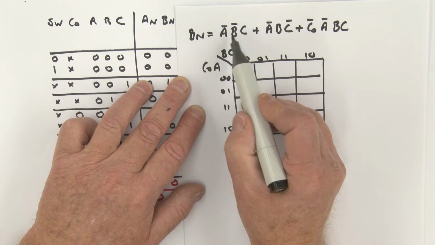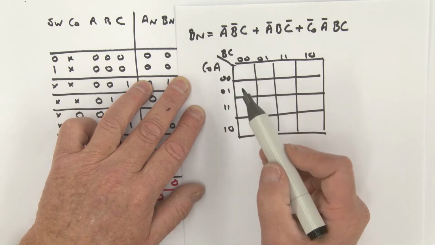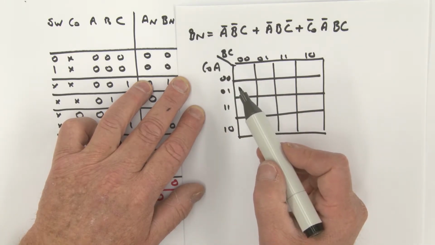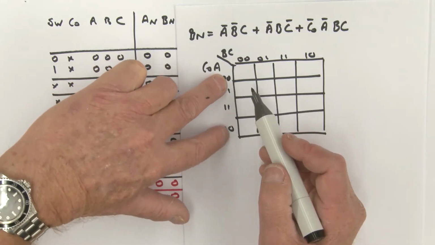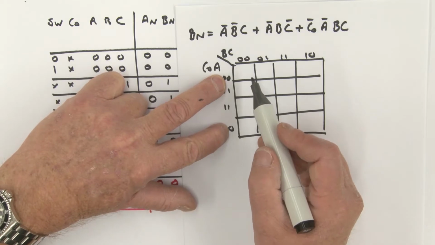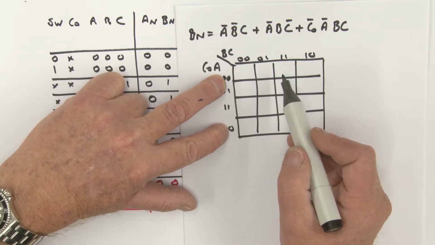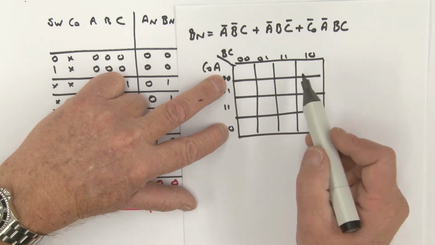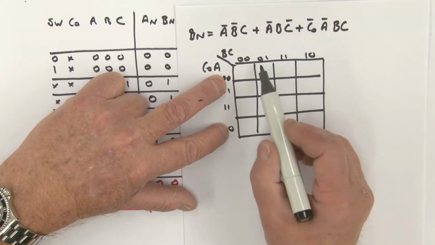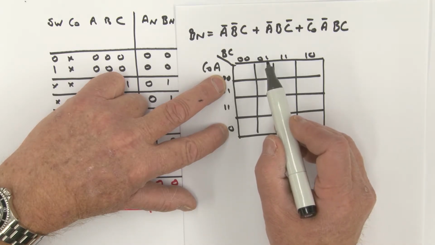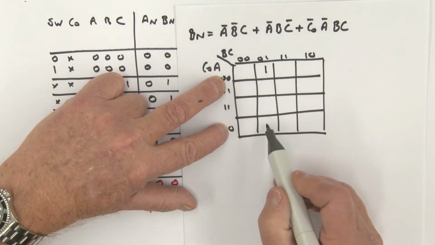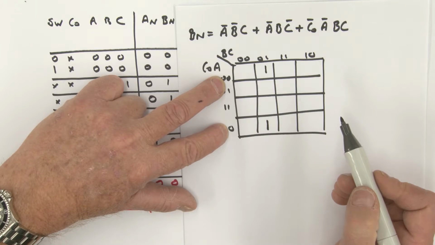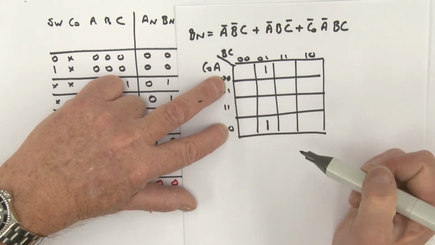So what have we got? We've got A bar, B bar, C. Okay, so where is this? A bar, B bar, C. So there's A bar here and here. And let's see where C is actually true. Okay, so C is true right here, isn't it? So we've got a 1 sitting here, and of course we've got our 1 sitting over here like so. That's our first term plotted.